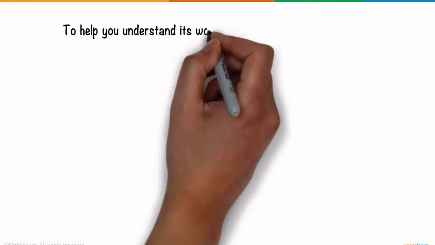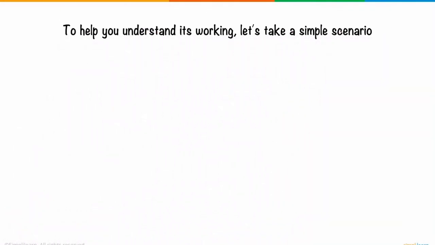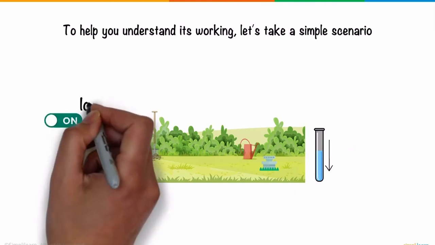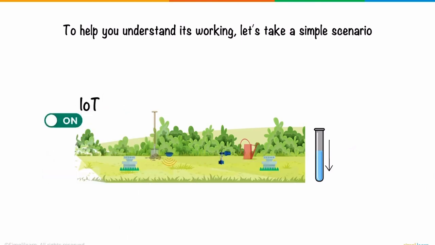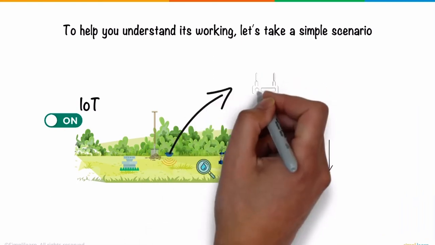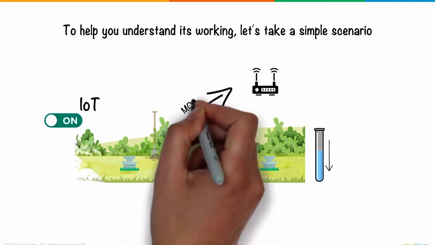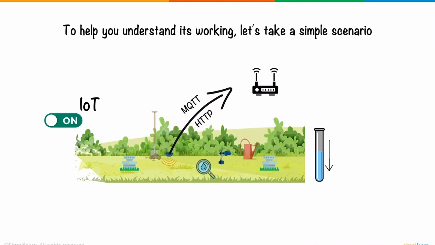To help you understand its working, let's take a simple scenario. Let's suppose you want to water your garden every time the moisture level in the soil drops. Instead of doing it manually, you could automate it using IoT. The sensors and actuators installed gauge the soil for its moisture. This information is sent to the IoT gateway with the help of communication protocols like MQTT or HTTP. The gateway significantly aggregates data and feeds it to the cloud with the help of Wi-Fi LAN.